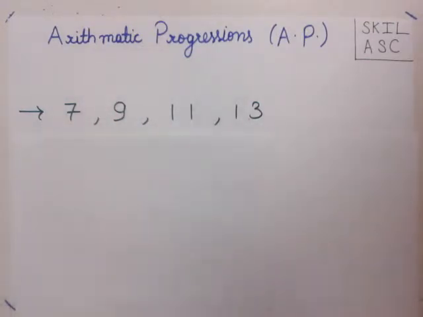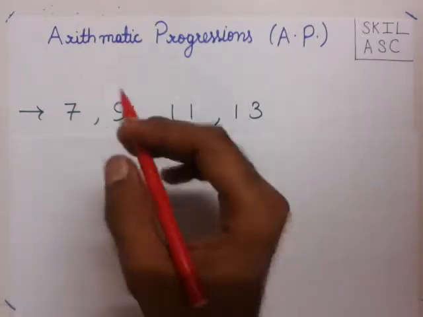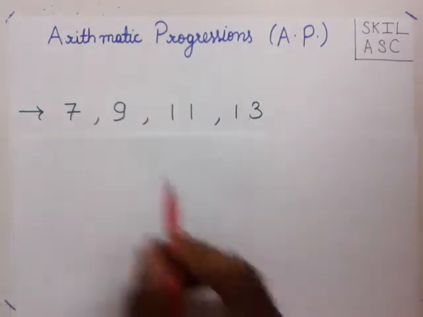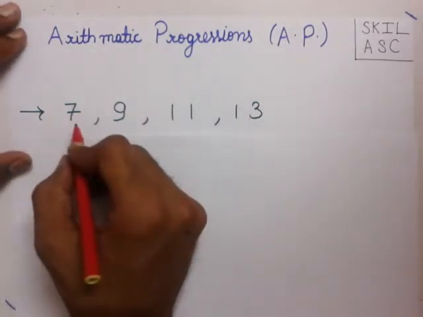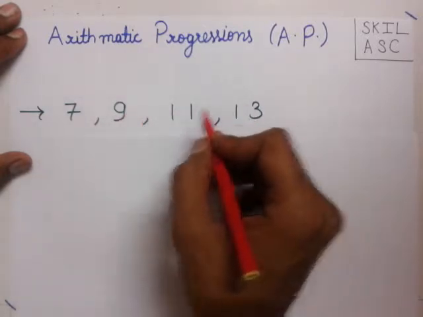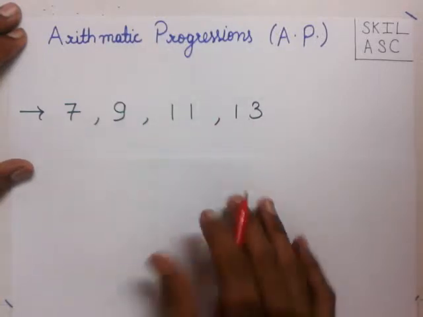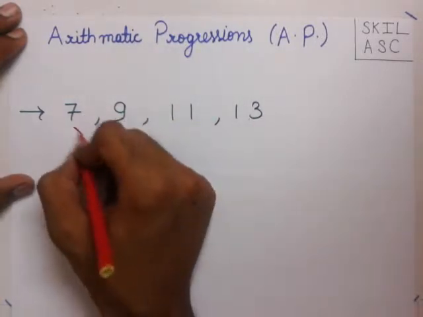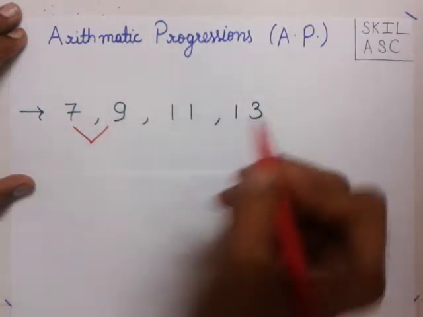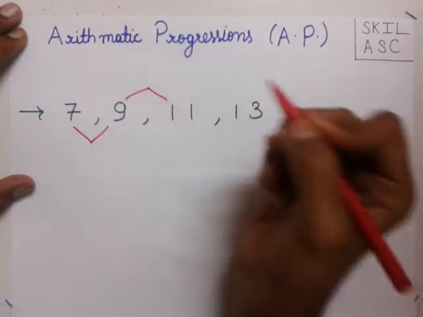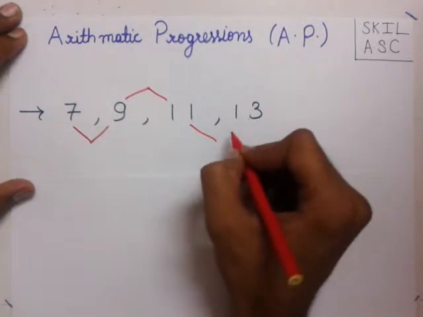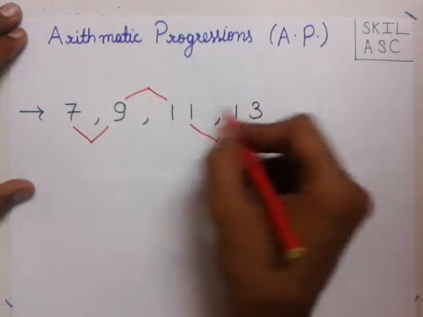Now we come to the sequence. Now what we have to do is calculate the difference between each of the consecutive terms. What I mean is, we have to calculate the difference between these two consecutive terms, and these two consecutive terms, and these two consecutive terms. You see, we have to calculate the difference between 7 and 9, which are consecutive terms, and then the difference between 9 and 11, which are consecutive terms, and then the difference between 11 and 13, which are consecutive terms.